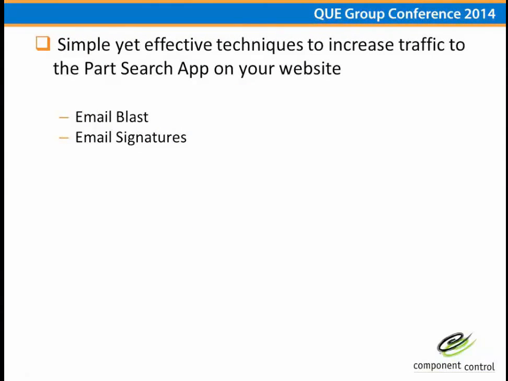Now that we know what the Part Search app is, what it can do for your business, and how to effectively manage the data, let's talk about the other half of the equation, which is traffic. Again, a website is a website is a website. If no one's going to your website, what's the point of having one? You've got to make sure that buyers and visitors go to your website, not only to get information on your company, but also to be interactive and use the services that you offer on your website. So I'm going to cover a couple key points and simple ways to increase website traffic today. First of all is email blasts.